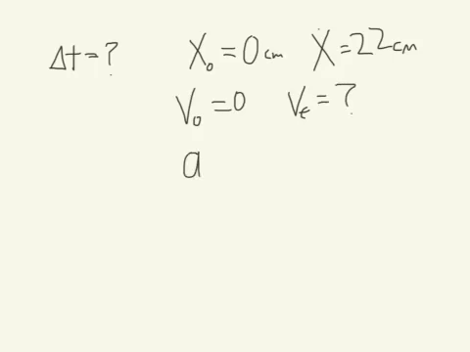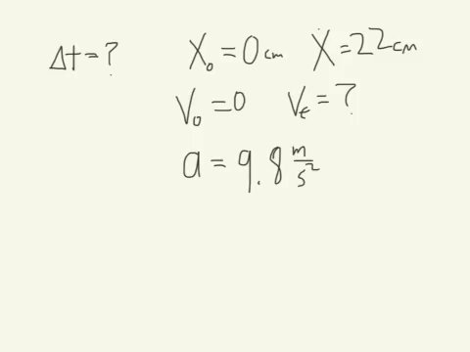What about acceleration? We do know acceleration. Because this event is occurring on the surface of the Earth, neglecting air resistance, an object in free fall must be accelerating downwards at 9.8 meters per second squared.